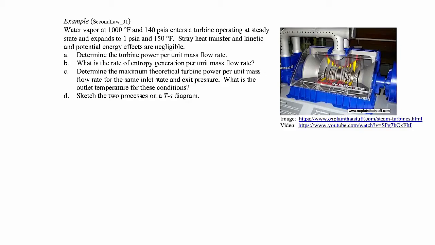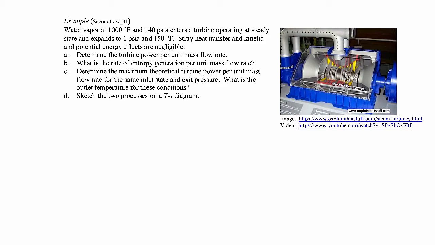You'll notice that there are English units in this example, degrees Fahrenheit, psia. psia means pounds force per square inch absolute. The A means absolute. Don't worry about the units here. It just makes the unit conversions a little bit more tricky, but it shouldn't affect how we solve the problem.